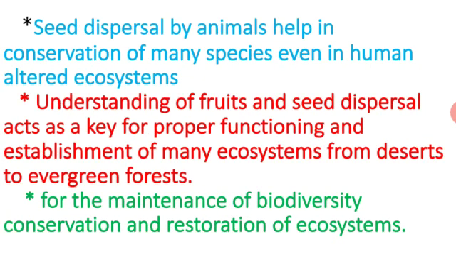Next, seed dispersal by animals helps conservation of many animals, even in human-altered ecosystems. Fruit and seed dispersal act as a key for the proper functioning and establishment of many ecosystems, from the desert to evergreen forest. For maintaining biodiversity and for conservation and restoration of ecosystems, seed dispersal is very much needed. Okay, thank you.